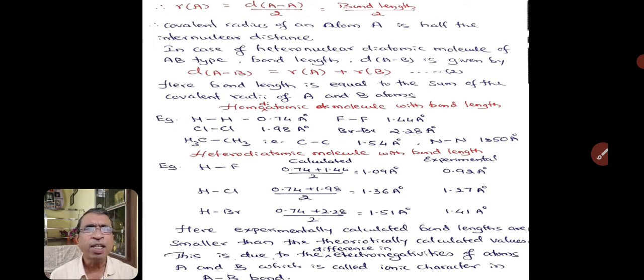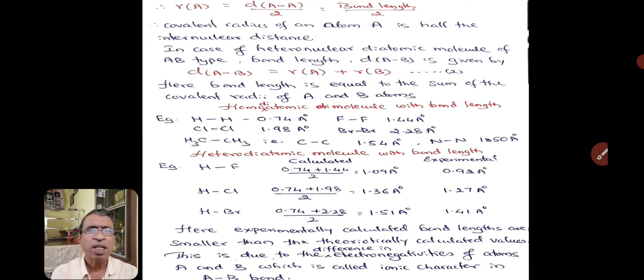In the case of a heteronuclear diatomic molecule of the type AB, the bond length D_AB is equal to the radius of atom A plus the radius of atom B. Here the bond length is equal to the sum of the covalent radii of A and B atoms.